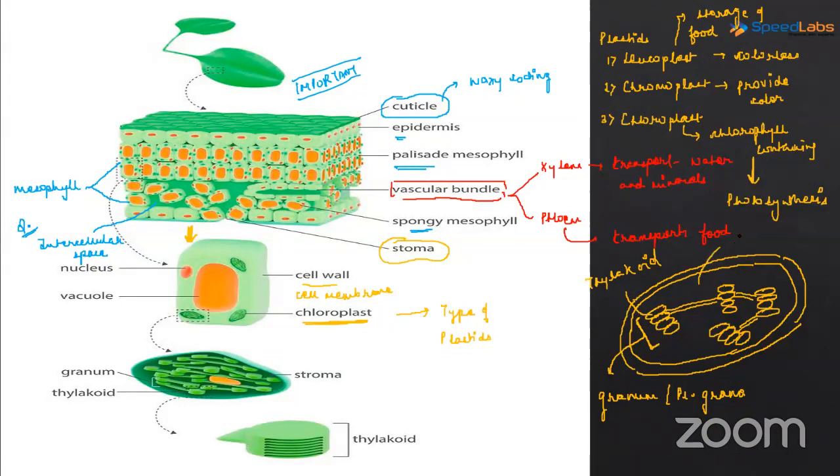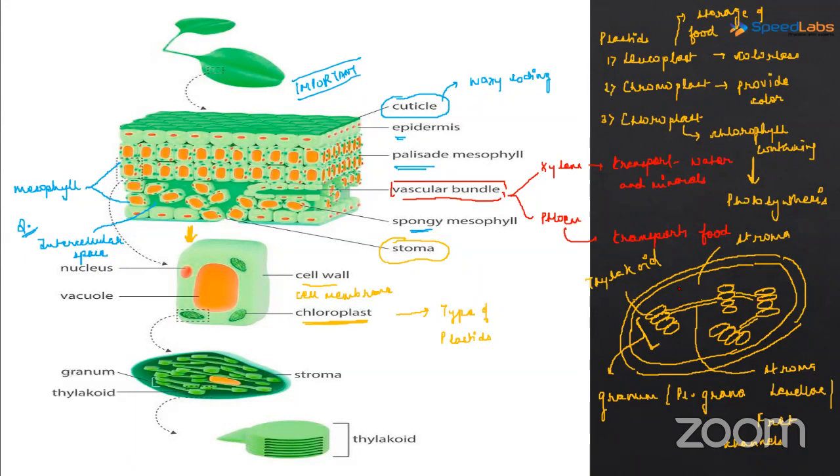Yahan pe stroma present hai. Stroma, right? The jelly-like fluid that is present inside the chloroplast is called the stroma. And then there are these channels which are connecting the granas, these are called the stroma lamellae. Stroma lamellae bol dete hain ya fir fret channels bhi bol dete hain. They are also called fret channels or stroma lamellae. अब ये ऐसा दिखता है chloroplast जब हम इसको zoom करके देखते हैं.